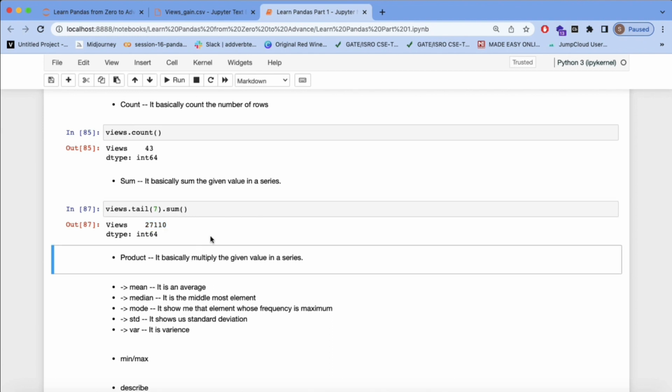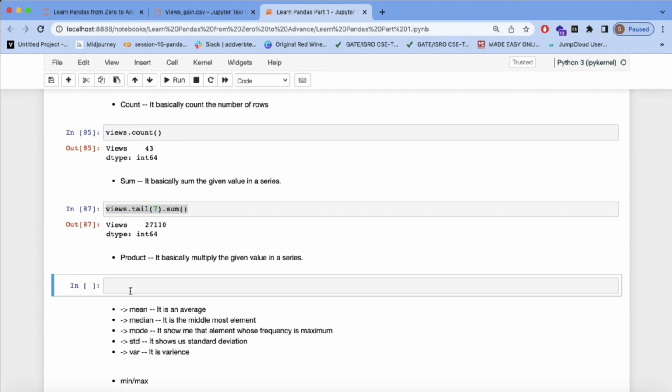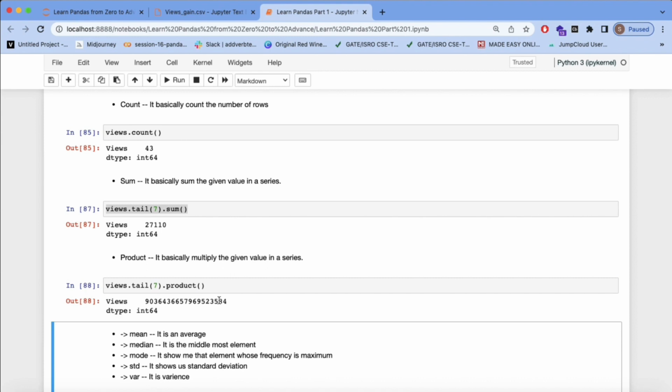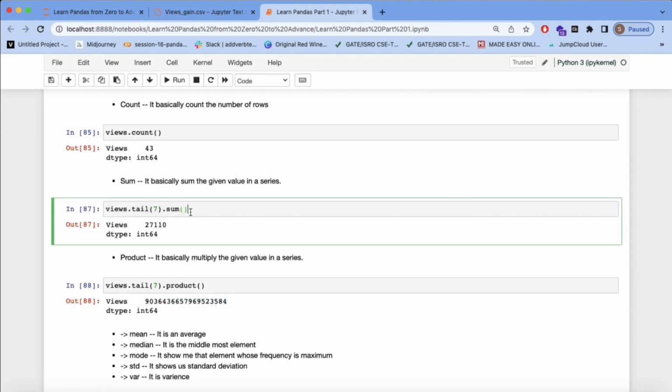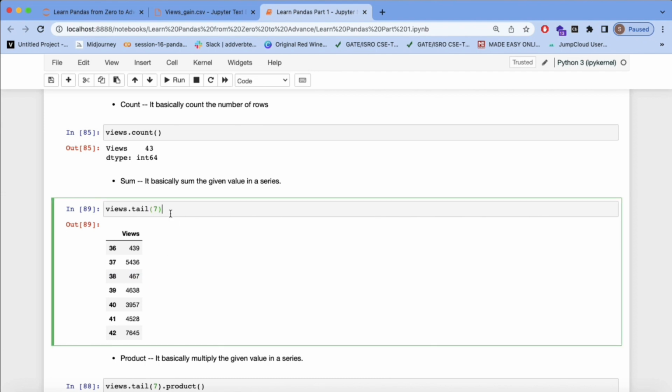The same thing with the product. I know there is no real significance of this here, but I will show you. I think you understand why it's so big, because if you see this data, it multiplies each value, 439 into 5, 436, then multiplying 467, so it shows such a big number.